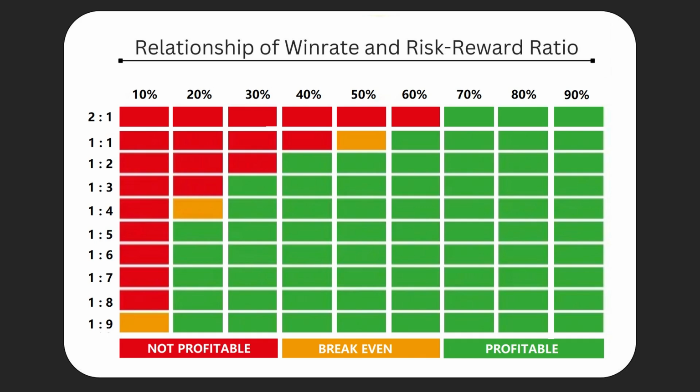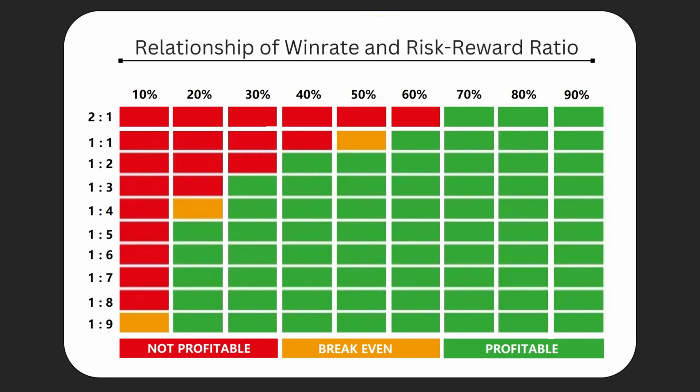And remember that 50% win rate is considered a good win rate, right? And even with that, you would still not be profitable because of your poor risk reward ratio, and you would need at least a win rate of 60% to be profitable with the 1 to 1 risk reward ratio.